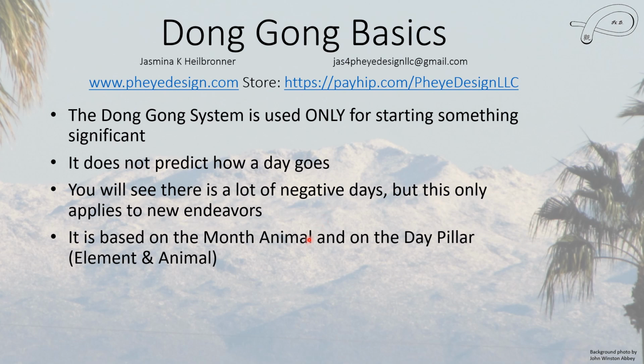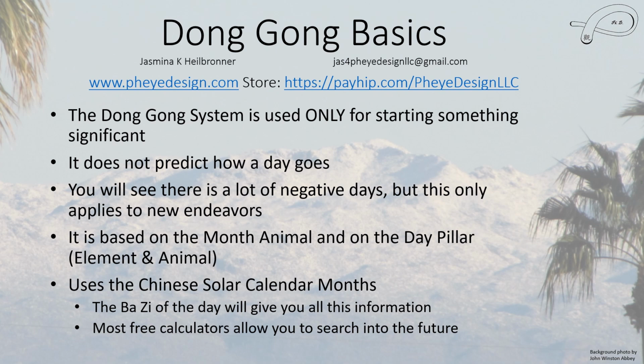Now, the way we find this largely is based on the month animal. We don't care about the element of the month, but only the animal sign, and on the day pillar, which is the element and the animal sign. Now, the first part of this uses the Chinese solar calendar months. The Batzi can give you this information.